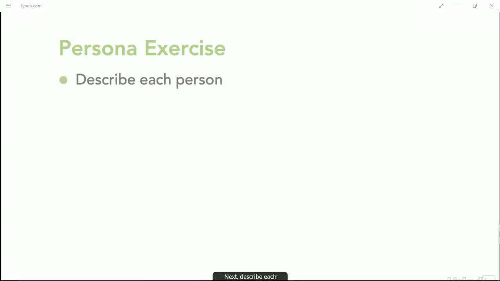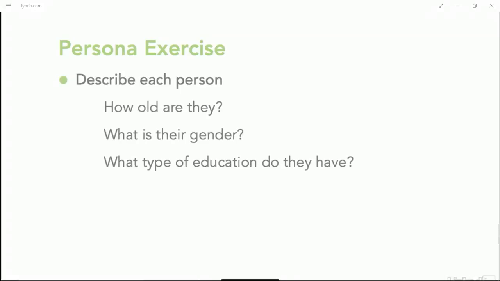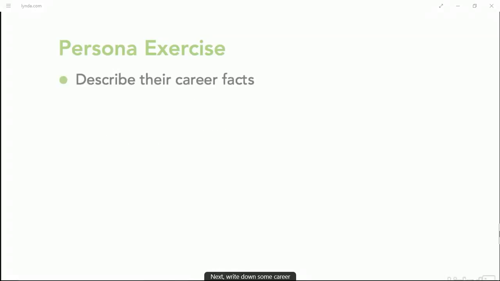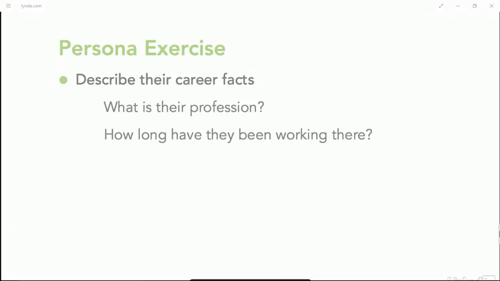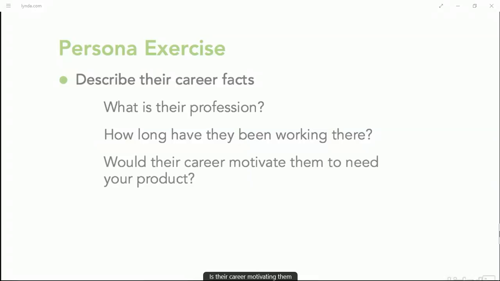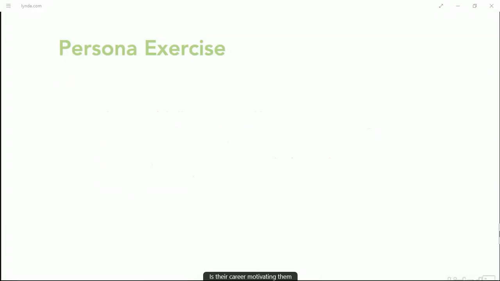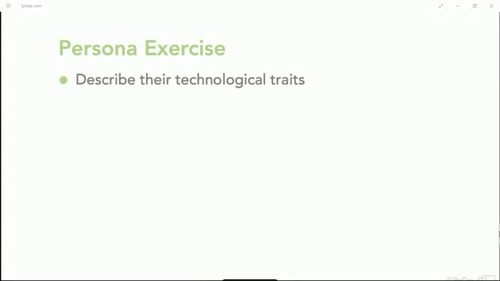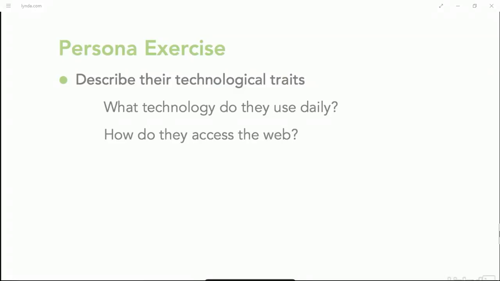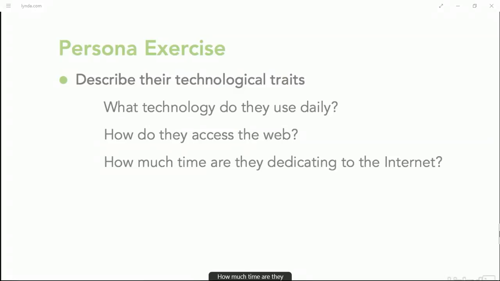Next, describe each person at a broad level. How old are they? What is their gender? And what type of education do they have? Next, write down some career facts about these people. What is their profession? How long have they been working there? And is their career motivating them to use or need your product? From here, let's talk about the technological traits of this customer. What technology do they use daily? How do they access the web? How much time are they dedicating to the internet?